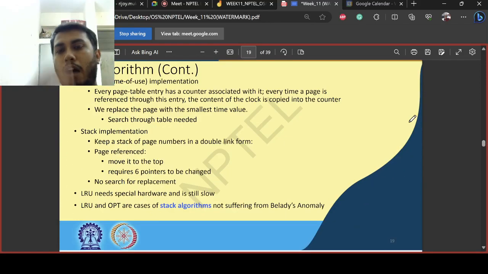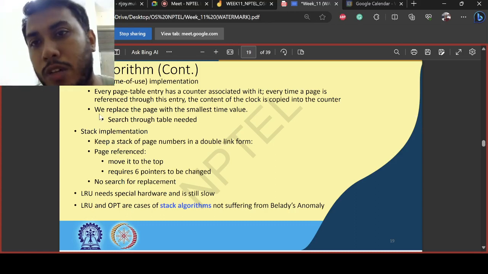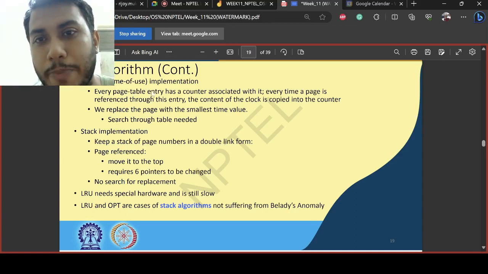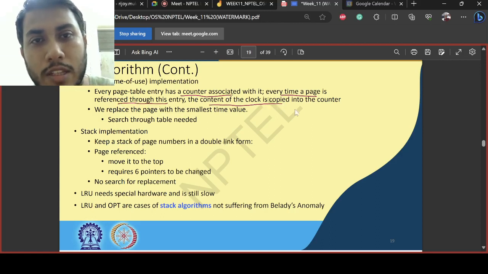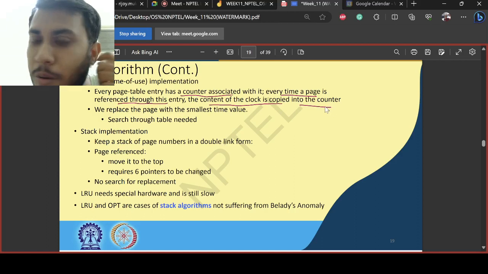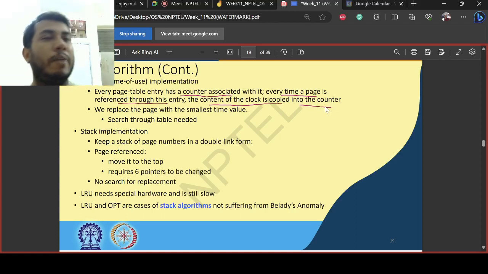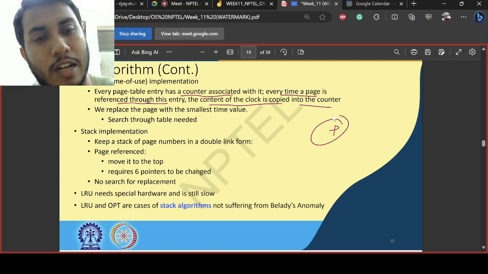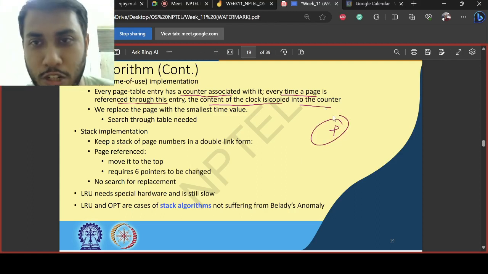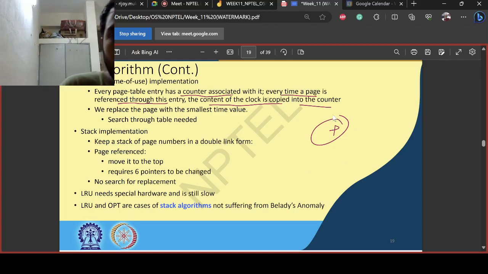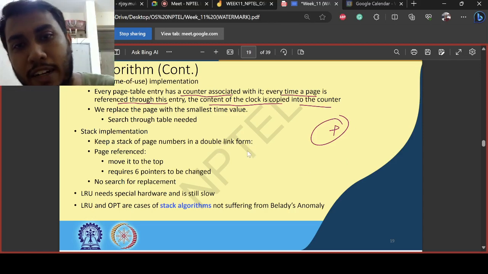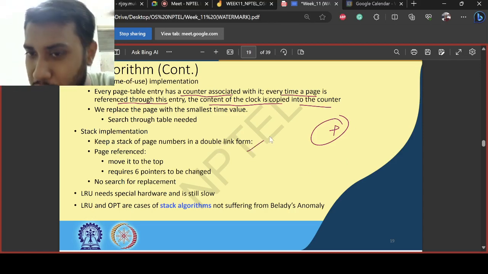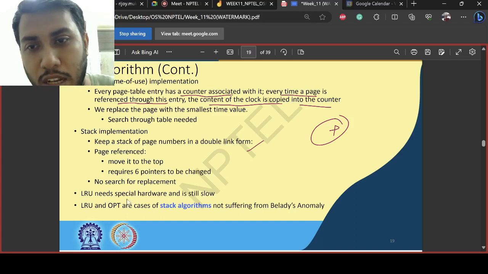So how do you implement it? You keep a counter; each page table entry has a counter associated with it. Every time a page is referenced, the content of the clock is copied into the counter. So basically, like if you have a programming queue, you know how to implement it. In the page table, when you get a reference, you find which one has been least recently used. Or you can keep a stack kind of thing to do it. So this is LRU.